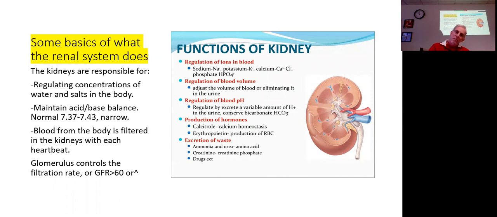If you get too acidic, that would be below 7.36. That's not healthy. Or if you get above 7.43, then it's too alkaline. That also leads to problems as well. So the kidneys help to maintain that delicate balance.